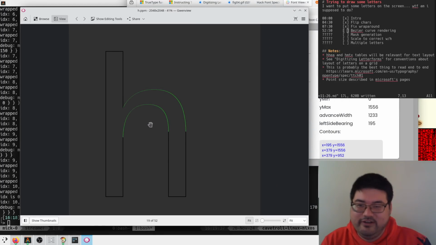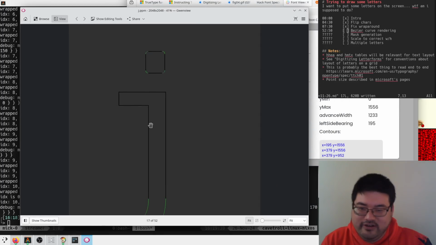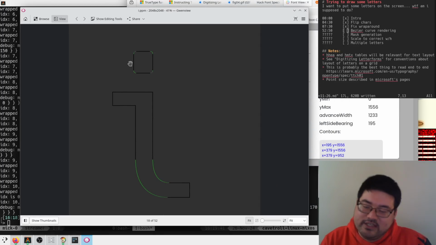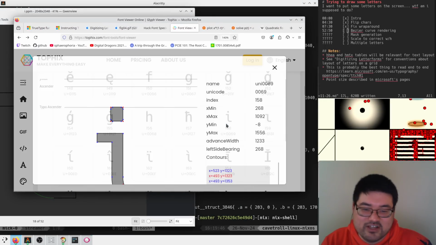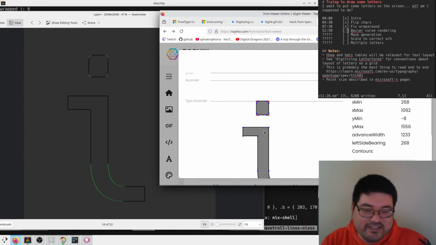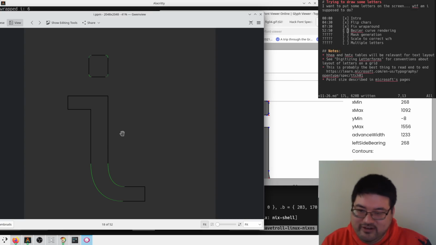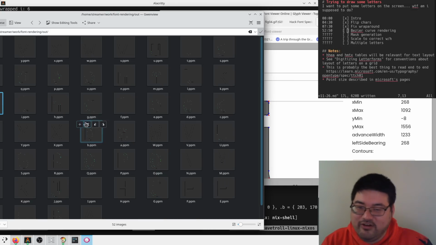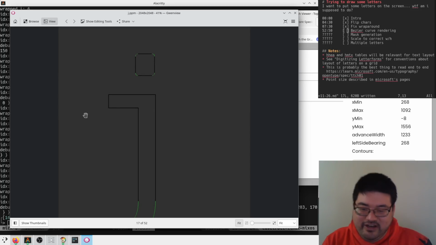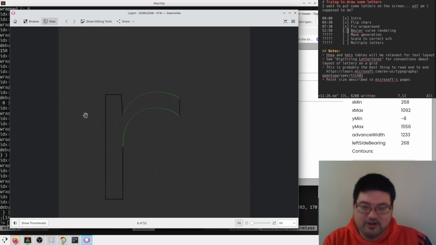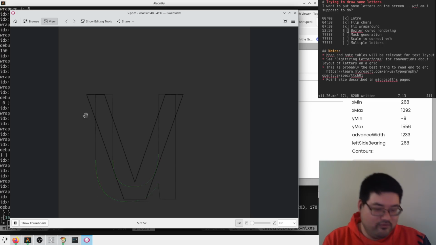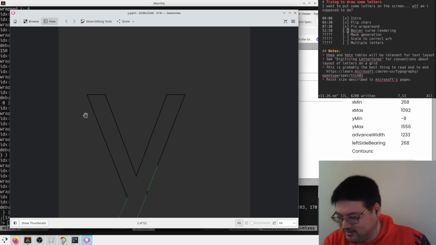Okay, H I J. Is this what the I is supposed to look like? The dot at the top is so square. I guess it is. Oh no, I'm lost. J K L M N O P Q R S T U V W X Y Z.